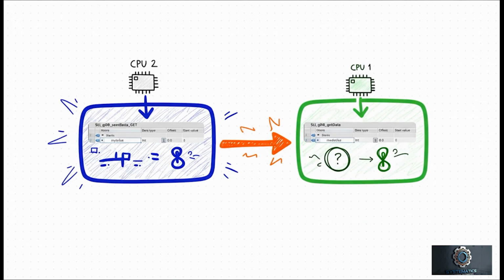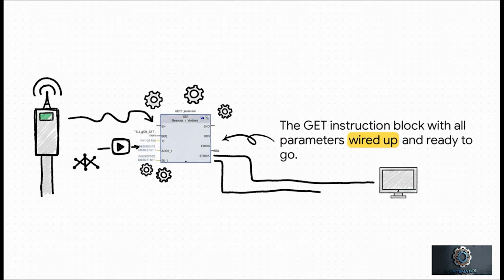Our mission, should we choose to accept it, is to get that 8 from CPU 2 all the way over into CPU 1. And this is the magic that makes it happen. Here is our GET instruction block, sitting right in the ladder logic. You can see we've got our start tag triggering the REQ input. The ID is set up for our connection. ADR_1 is pointing right at myValue on the other machine, and RD_1 is pointing to our local readValue tag. All the pieces are in place, ready to go.